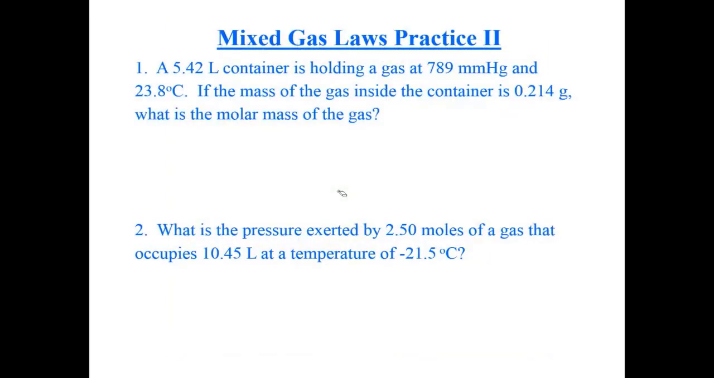Now let's do some practice. Okay. So the first thing we want to do is identify what type of law we might be dealing with here. So in the case of the second set of problems, the 5.42 liter container is holding a gas at 789 millimeters of mercury and 23.83 Celsius. If the mass inside the container is 0.214 grams, what is the molar mass of the gas?